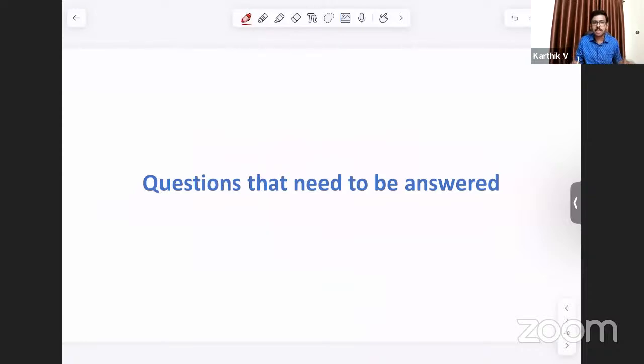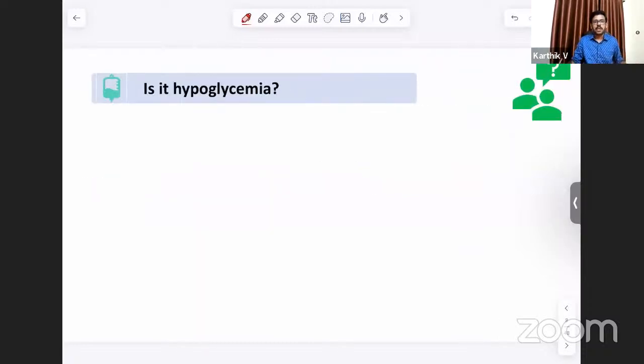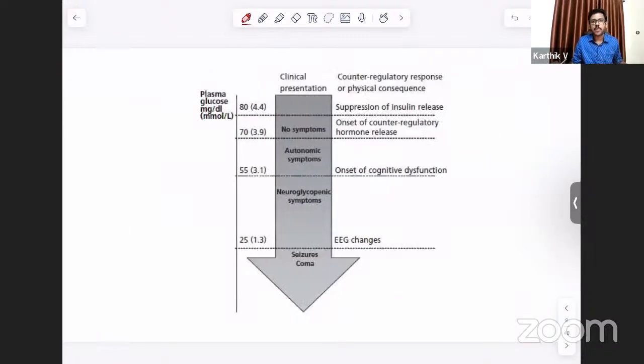Now look at the basic questions that need to be answered. This is extremely important for your viva, for your general clinical knowledge, and a few points may come as a question in your entrance examination, also for super specialty examination. The first and foremost thing you should answer is whether the symptoms the patient is describing are due to hypoglycemia or not. So let's see what happens when a patient's blood glucose is coming down. An MCQ point also lies there.